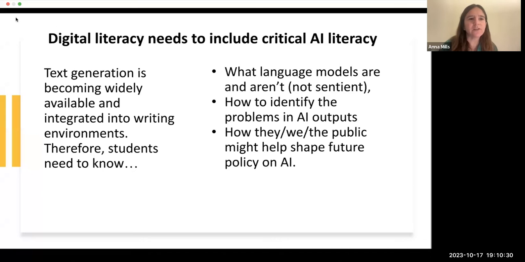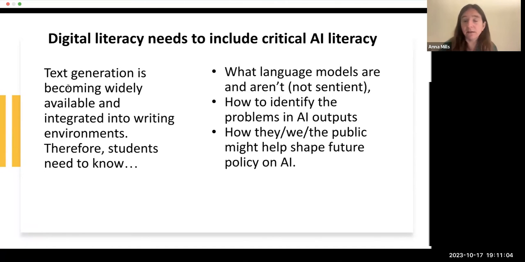So one point I want to start with is just this idea that students will need guidance and understanding around AI as it's becoming widely available, integrated into writing environments. We know that this is sort of in beta in Google Docs to the point where it's just there all the time as a help me write button. And so students need to know, what is this? What is it? What is it not? What kinds of problems does it bring with it?